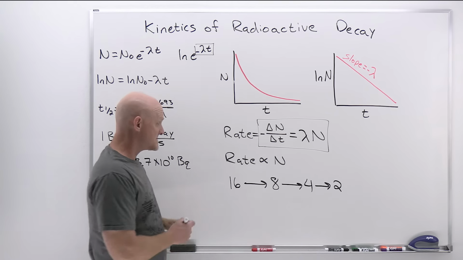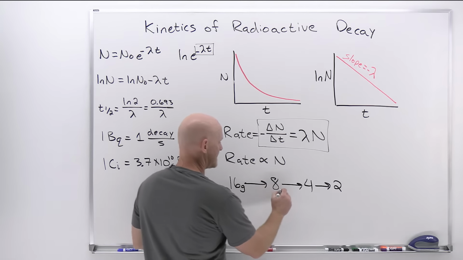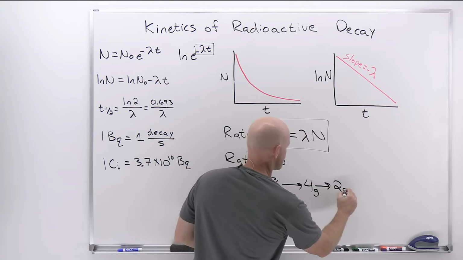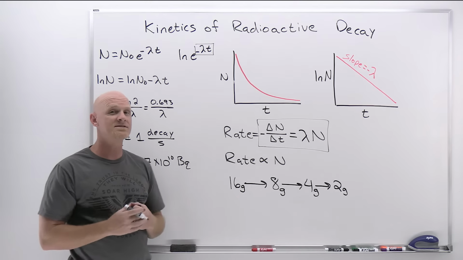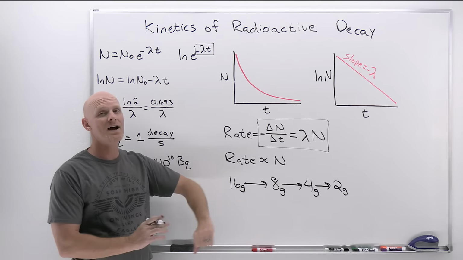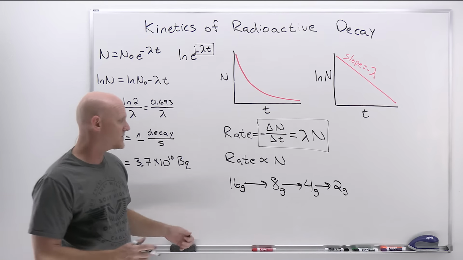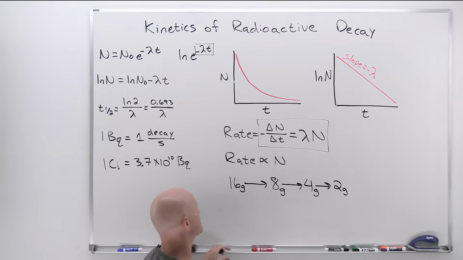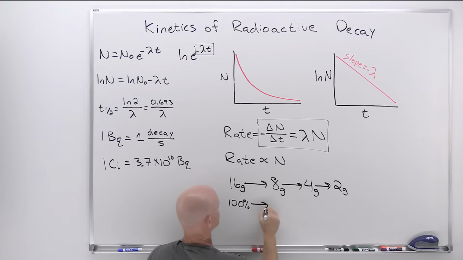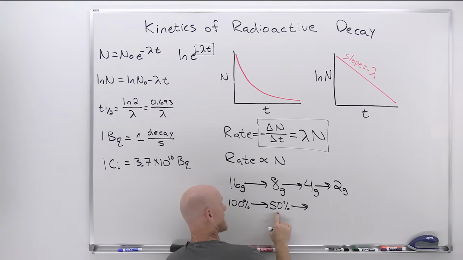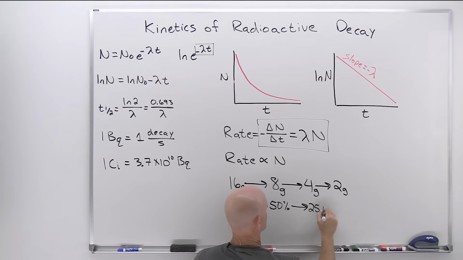All right, so this could have been 16 grams, and then 8 grams, and then 4 grams, and then 2 grams if we were dealing with masses instead, and it would have worked in principle exactly the same way. But again, you can also do this in terms of percentages and fractions. So if we do percentages first, you start off with 100%. Well, after one half-life, you'd have 50%. After a second half-life, you'd have half of the 50%, so you'd be down to 25%.